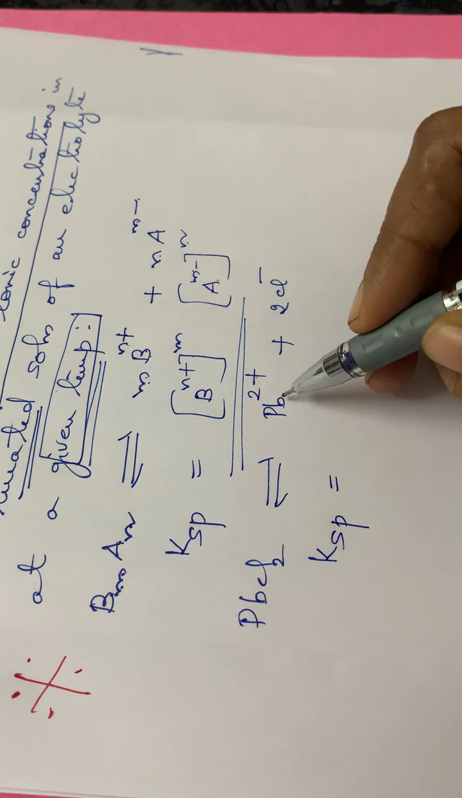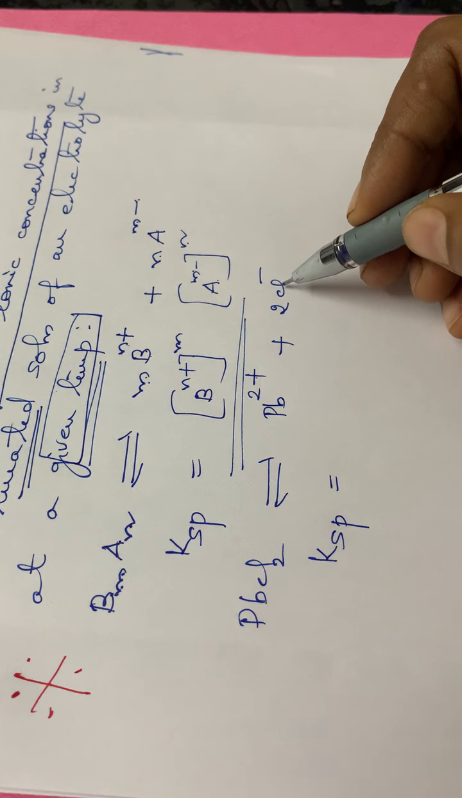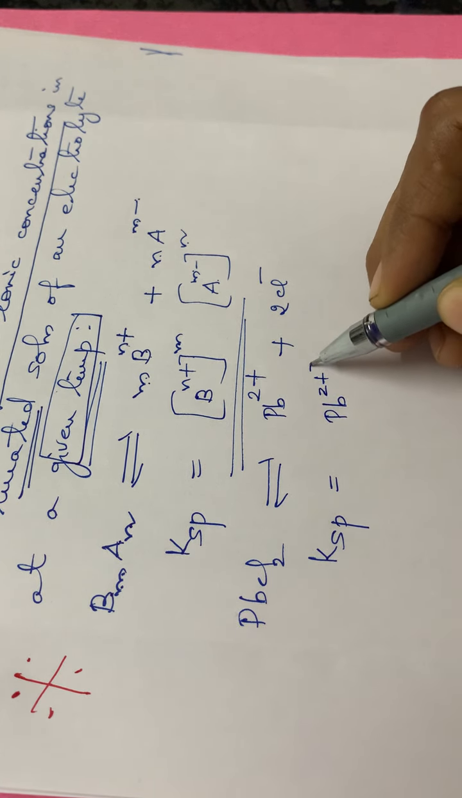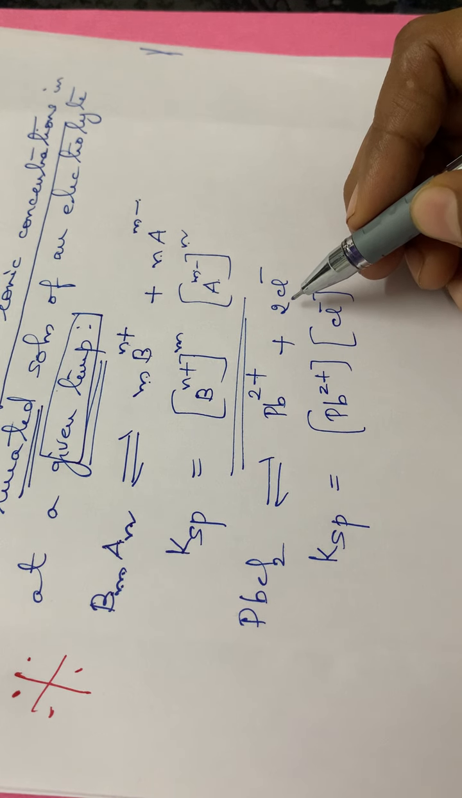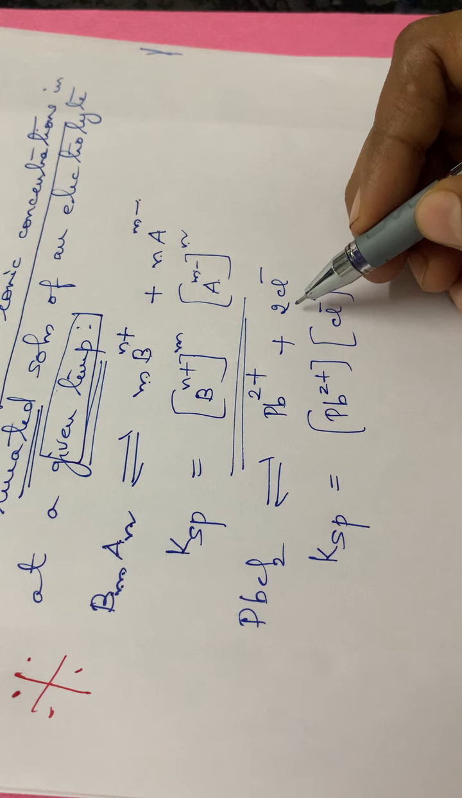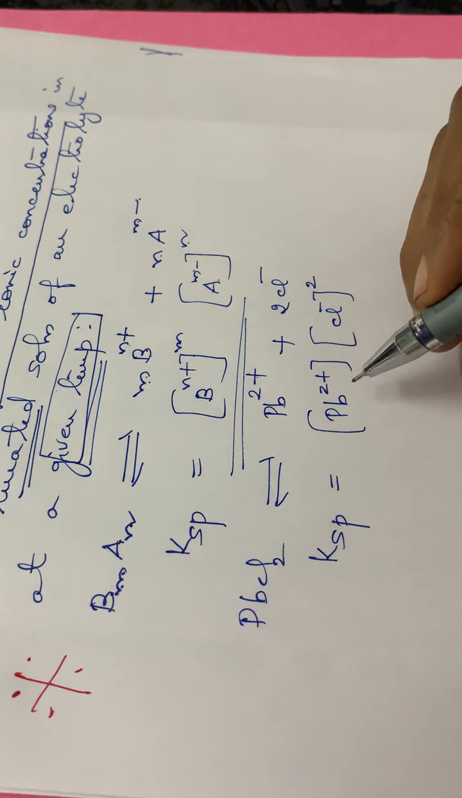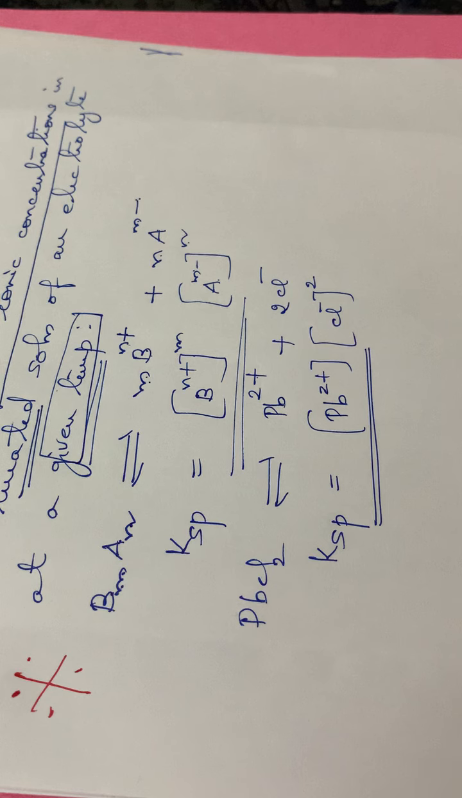So Ksp will be the product of the ionic concentration. So here the ions are Pb2+ and Cl-. So Pb2+ into Cl-, and how many Cl- are there? 2 Cl-, isn't it? So it will be Cl- raised to 2. Okay, Pb2+ into Cl- raised to 2. So this is the solubility product of lead chloride. Hope you are clear.